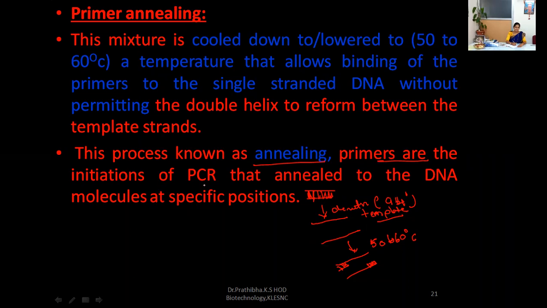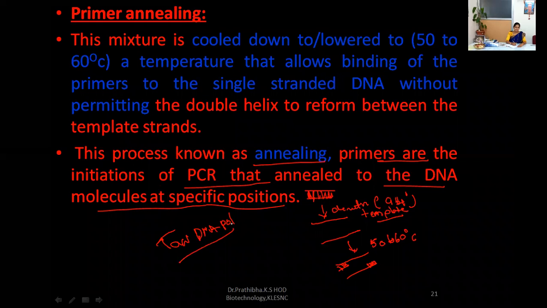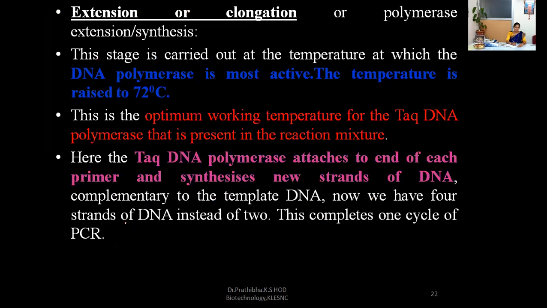Primers are the initiation of PCR that anneal to the DNA molecules at specific positions. Why is this the initiation of PCR? Because we have the Taq DNA polymerase enzyme for the synthesis of the DNA molecule, right? Taq DNA polymerase cannot synthesize another strand on the template DNA strand alone. It compulsorily needs double-stranded initiation. Once it gets the double-strand initiation, it starts the synthesis of the complementary strand. Hope you are getting it. So this is all about primer annealing.